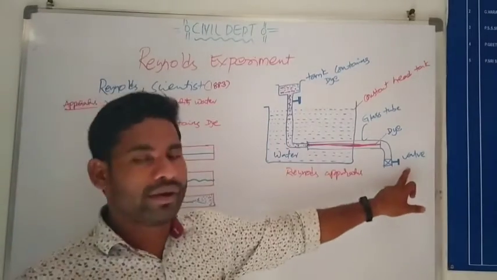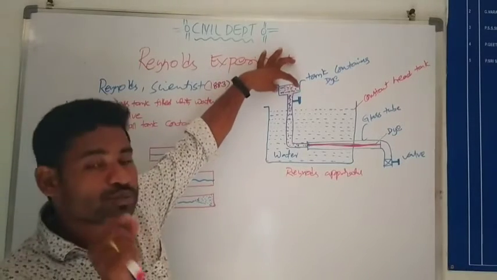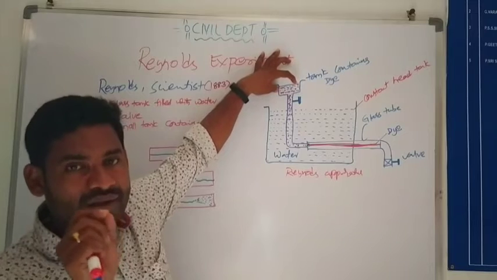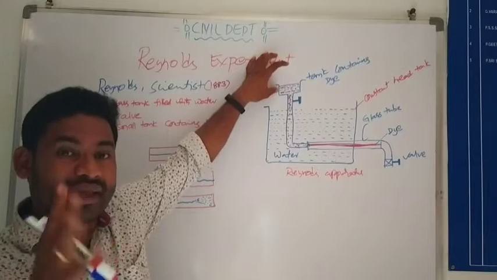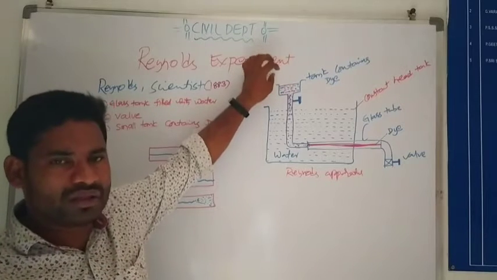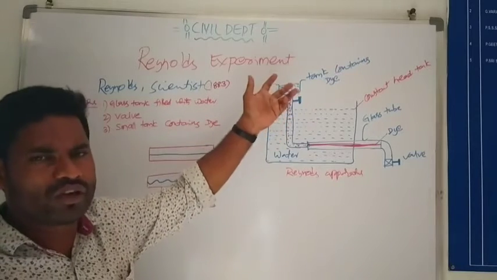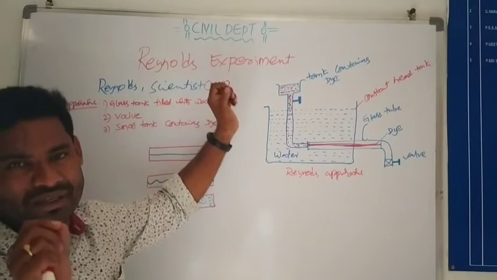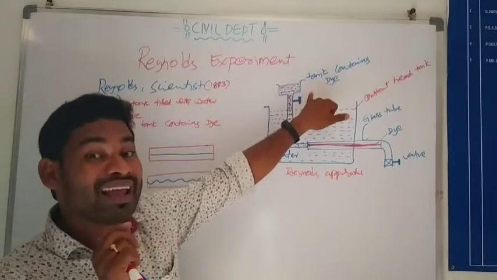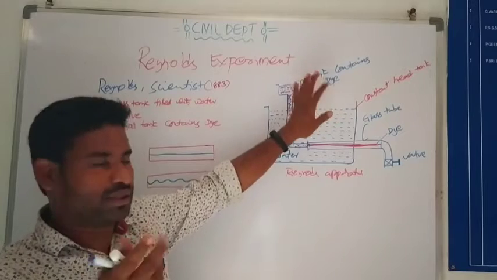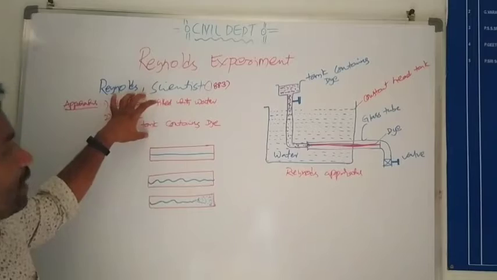Next, this is the regulating valve, and a small tank containing dye. Dye is nothing but a colored material, like ink. In the lab you can use ink in the Reynolds experiment. Whatever it may be, it must be a colored liquid like water. These are the apparatus.